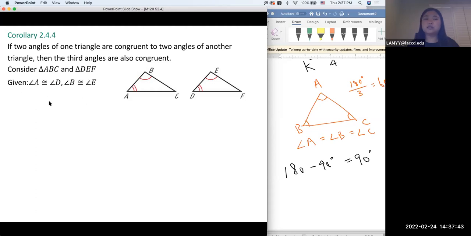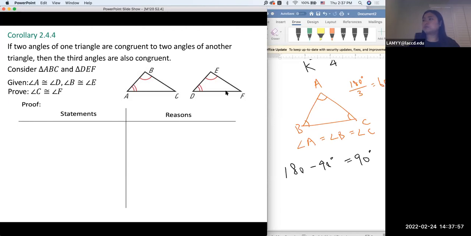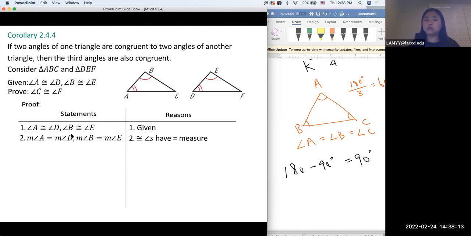Okay, now I want you guys to try to prove this. Given: angle A congruent to angle D, angle B congruent to angle E. I want you to prove angle C is congruent to angle F. I'll give you the first one, the given information. And just remind you guys, congruent implies that the measure of the angle is equal. I show you the second one. Many students skip this step. When you say congruent, you have to state that it implies that the measure of the angle is equal.